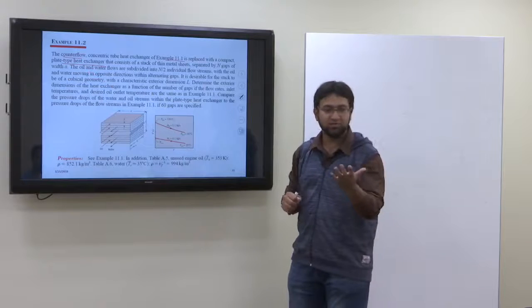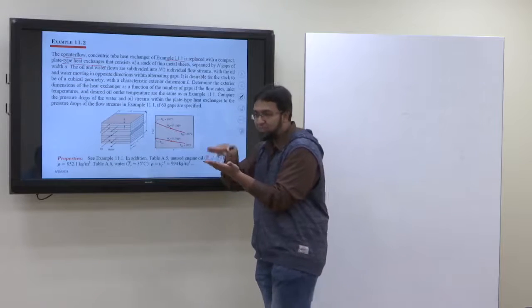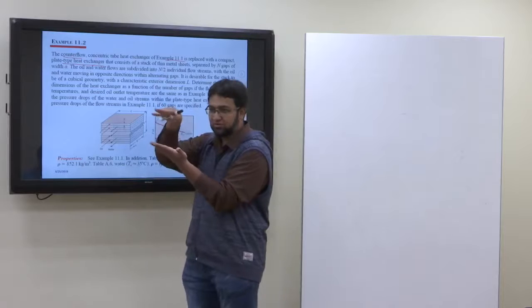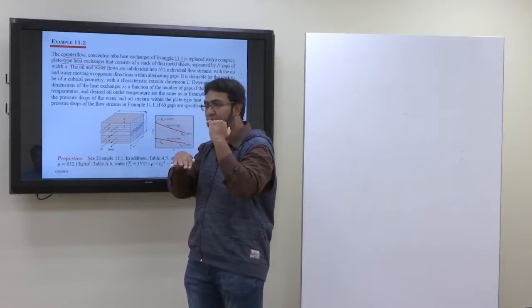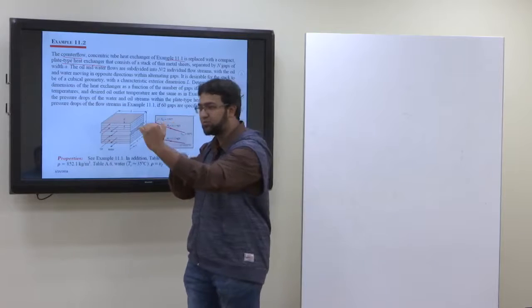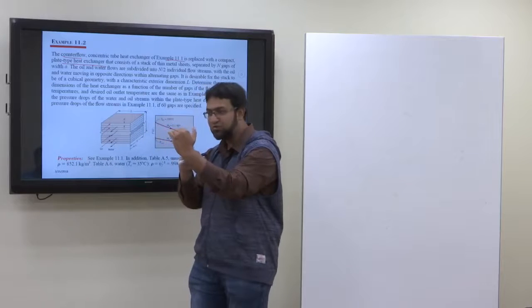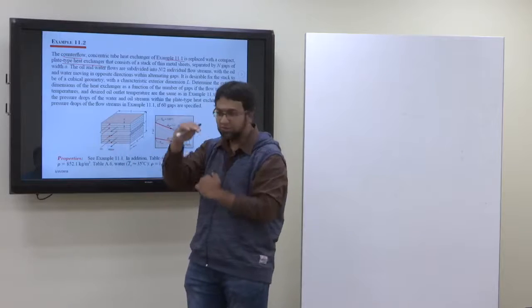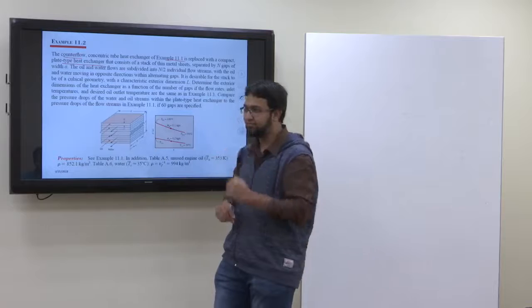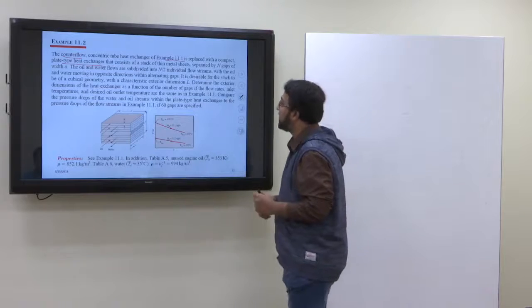If you remember the plate type heat exchanger, we have multiple layers of plates one over the other, and between two layers we make the hot fluid pass through. Then between the next two layers we make the cold fluid pass through, then hot fluid, then cold fluid. So it's like that, alternating.